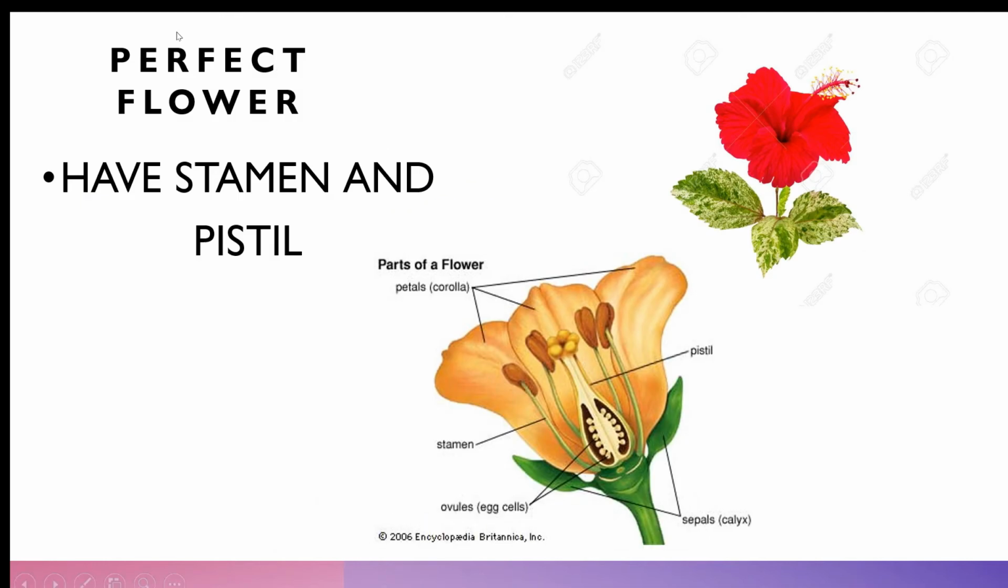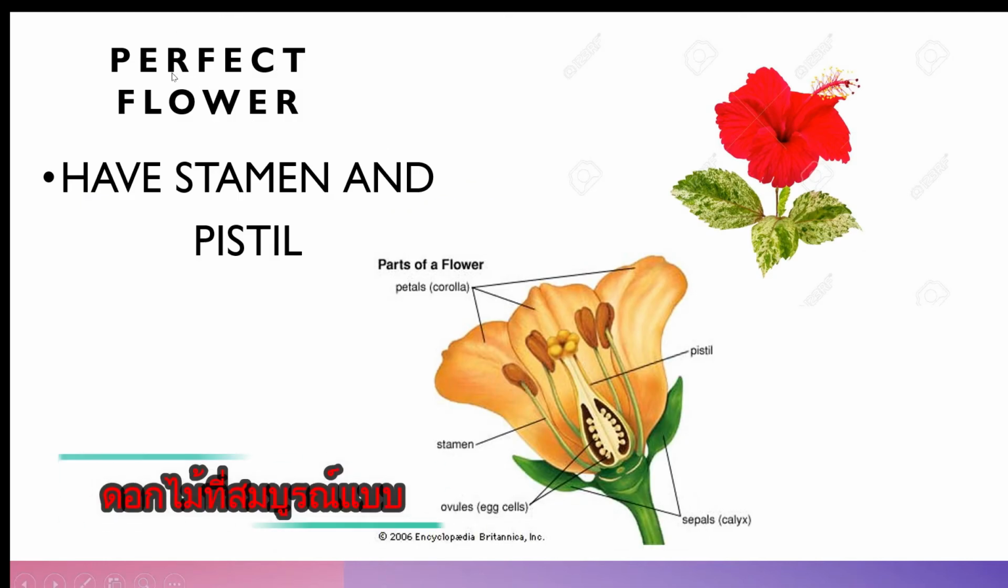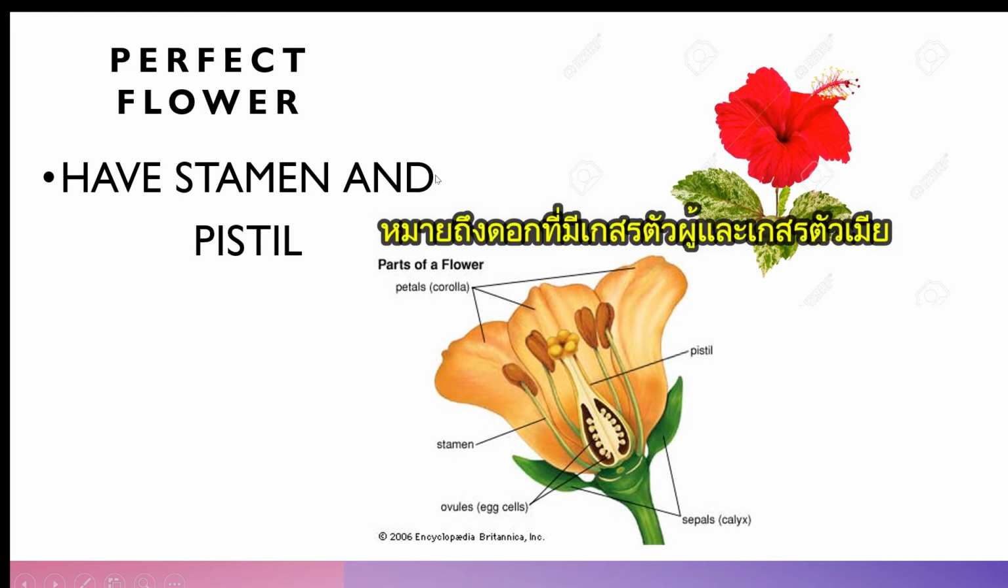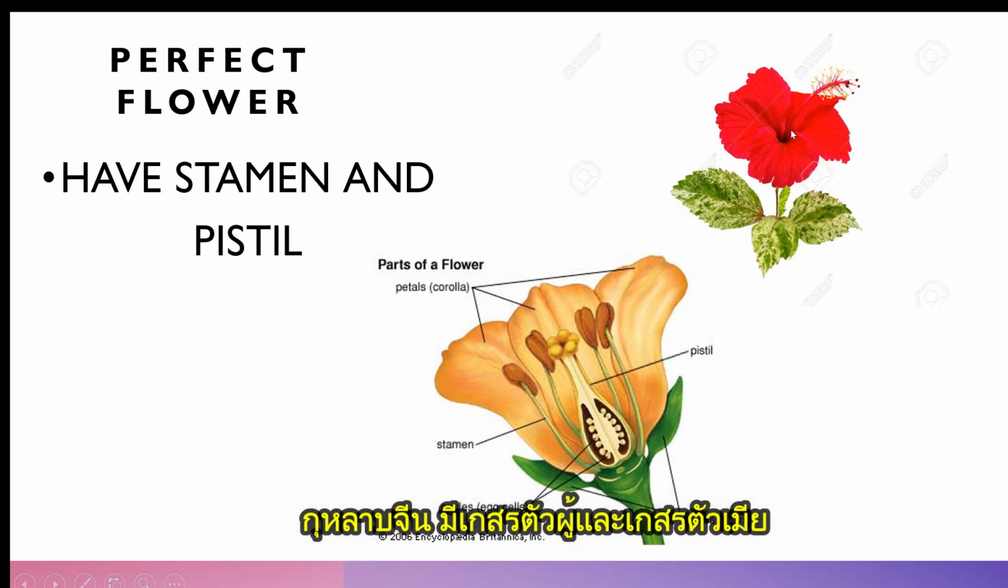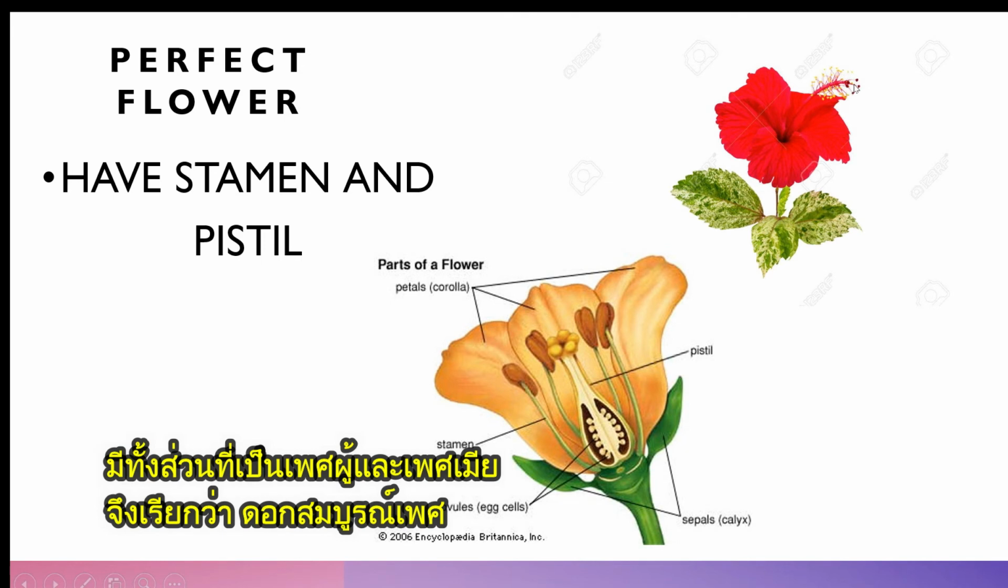Okay, so we have a perfect flower. A perfect flower means it has stamen and pistils. Like, for example, this Chinese rose has stamen and pistils, the male part of a flower and the female part of a flower, so it means a perfect flower.